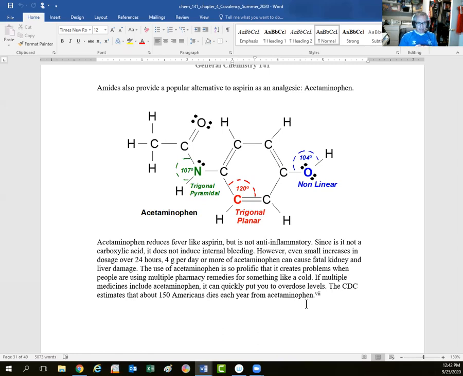The CDC recommends a strict limit of about 4 grams of acetaminophen per day. And the CDC reckoned about 5 years ago that somewhere between 150 to 200 Americans die every year from an overdose of acetaminophen. Now, sometimes tragically, that's because people are deliberately taking an overdose.